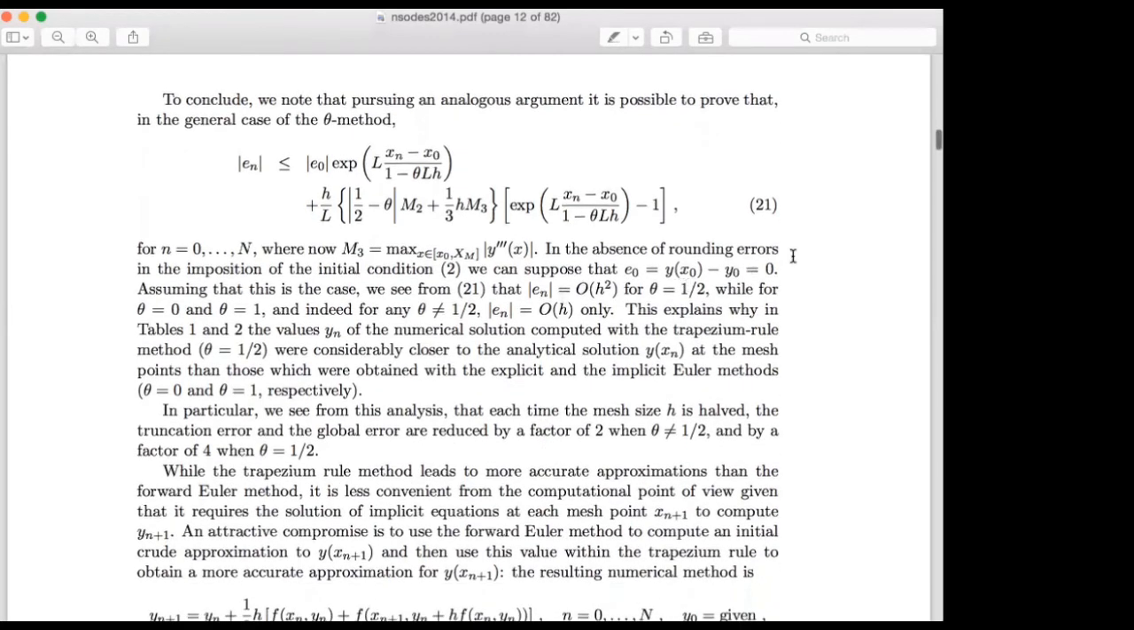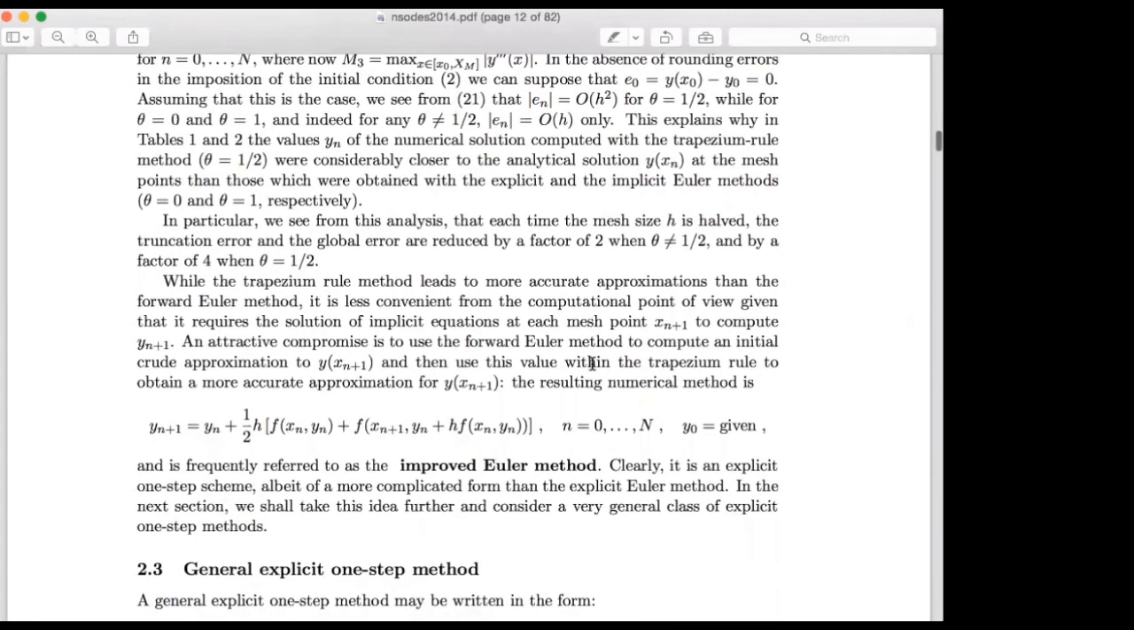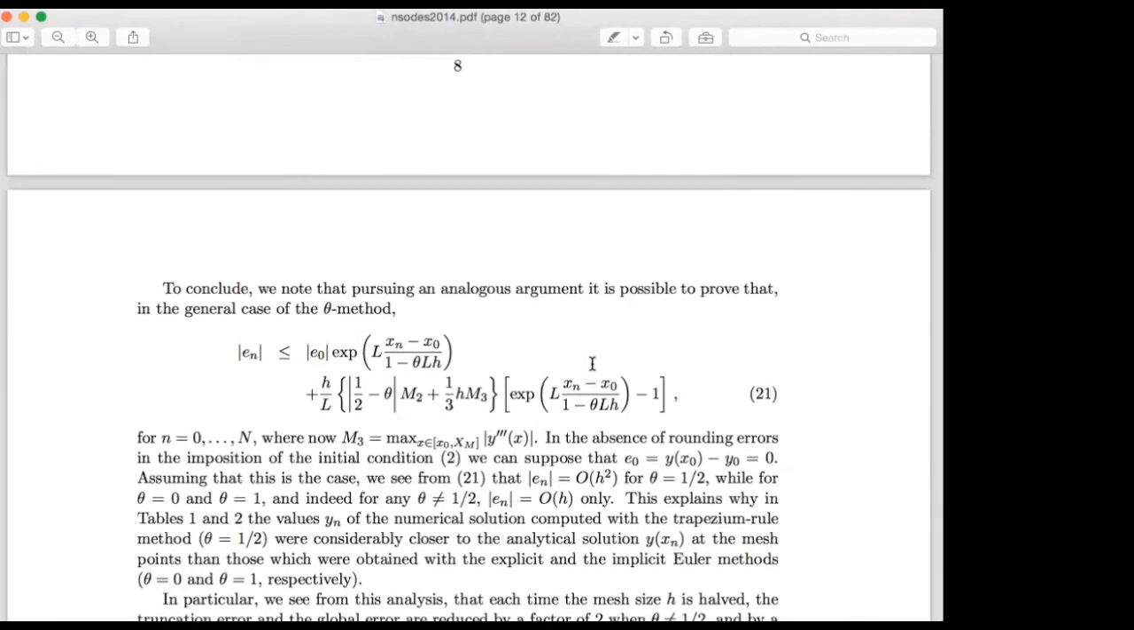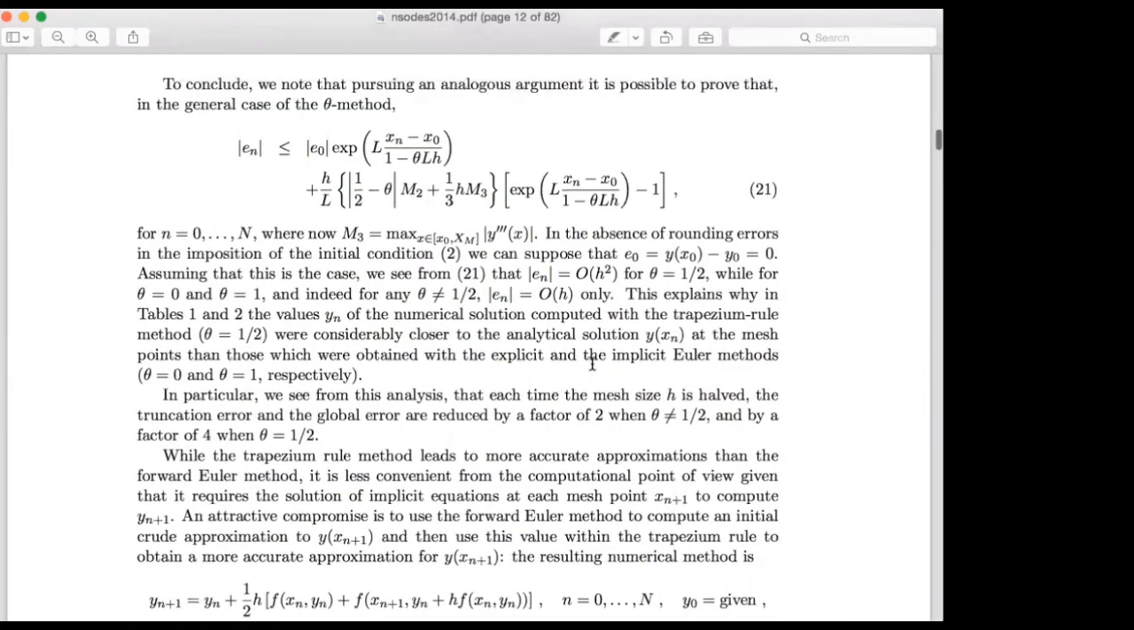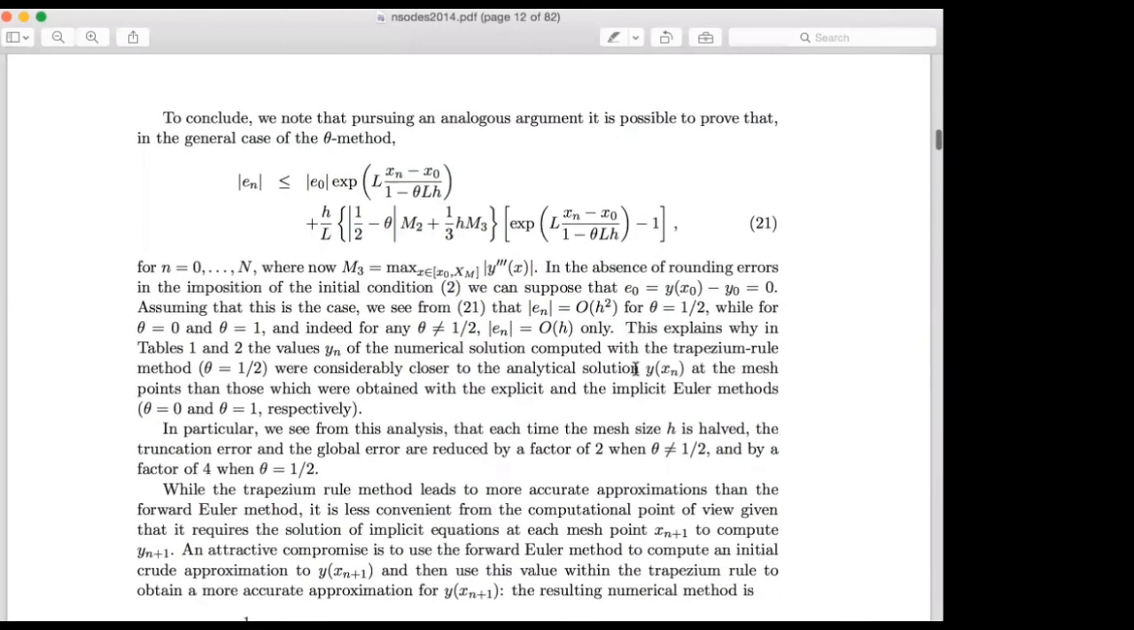So in the absence of rounding error, as I told you, in imposing the initial condition, we can suppose that E0 is 0. And assuming that this is the case, we infer that En is of order of convergence 2 for θ equal to 1 by 2, and for all other values of θ, the order of convergence of this method is 1. So this thing is clear? Yes, sir. Yeah. So now if you observe, I think in the table we have seen, that's why for θ equal to half, we are getting the better result.